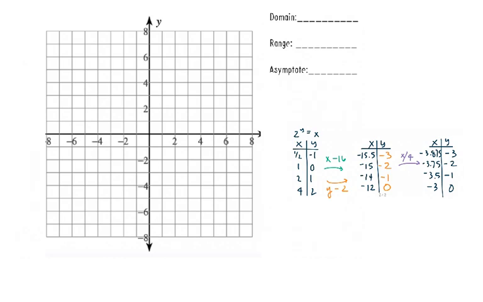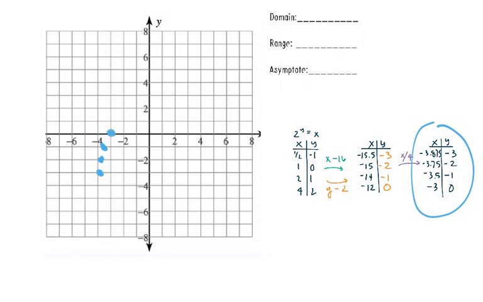Okay, so now that we have our transformed points, we're just going to take a look at this last table and plot those points, okay? And just doing the best we can. So really, really close to negative 4 on the x's, negative 3.75, negative 2, so just a little farther over. Negative 3.5, negative 1, so right there in the middle. And negative 3, 0.